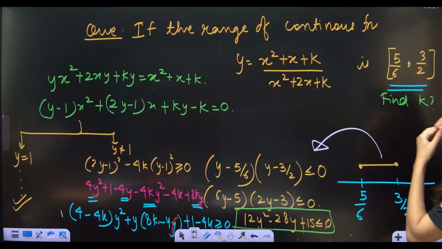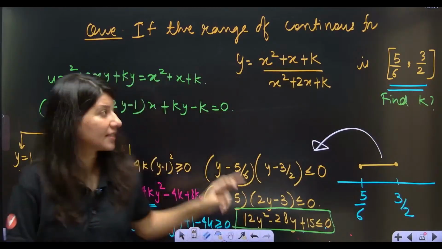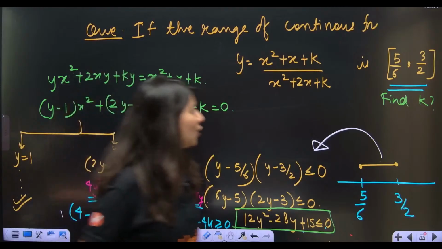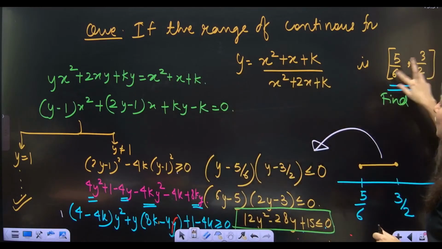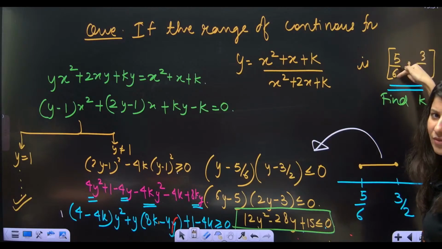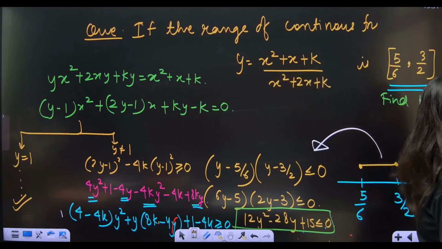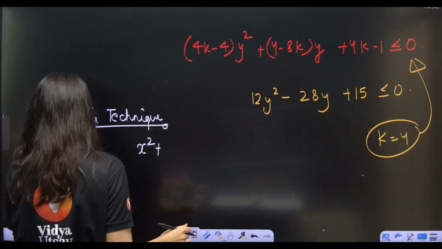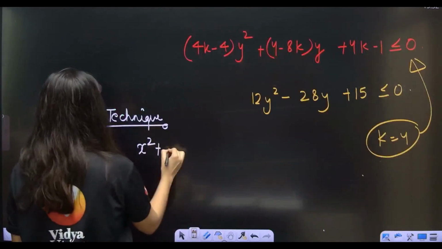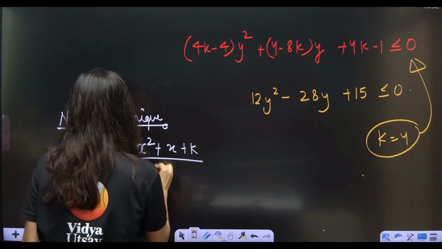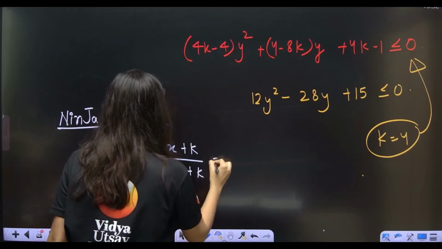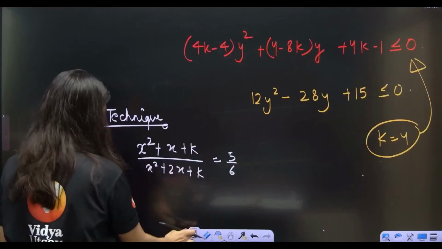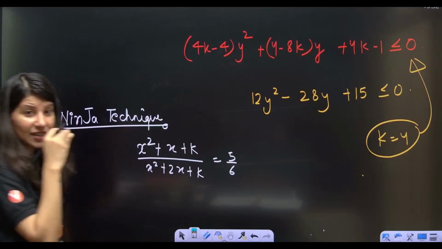Okay, now in such questions where the range is given like a closed interval a to b, what you can do is just take any one of the values. This is the value of y, right? 5 by 6 is the value of y. Equate. So (x square plus x plus k) upon (x square plus 2x plus k) is nothing but either 5 by 6 or whatever the next value is, or 3 by 2. You can take any value. Okay, shortcut ninja technique to solve this question.